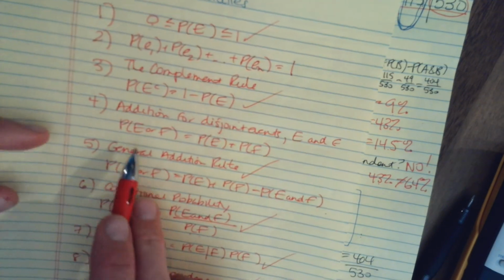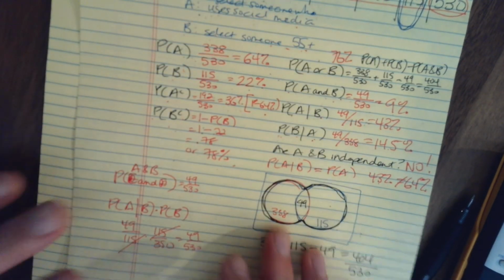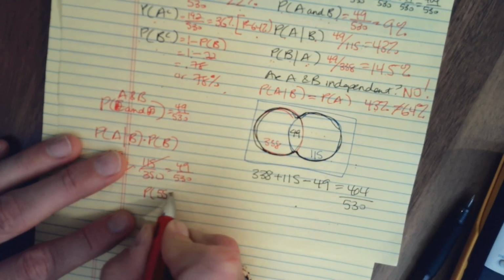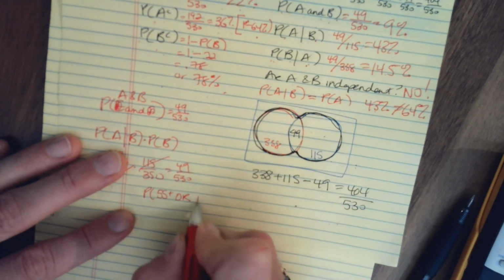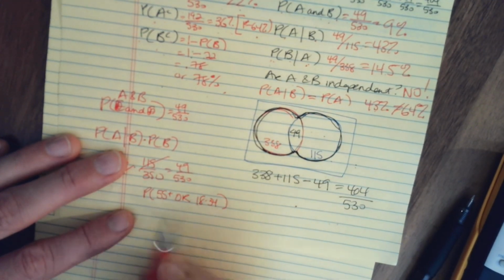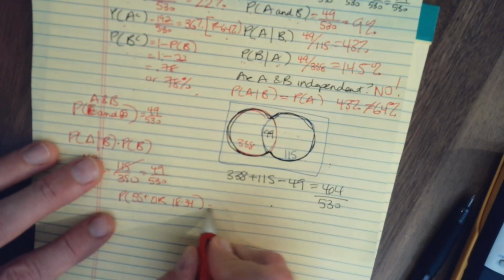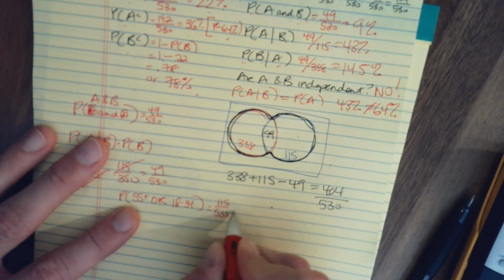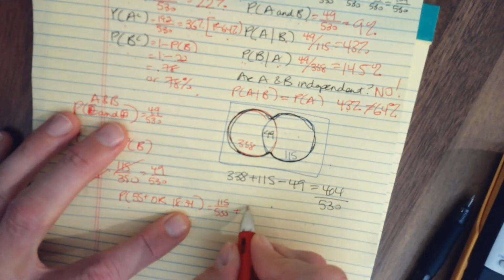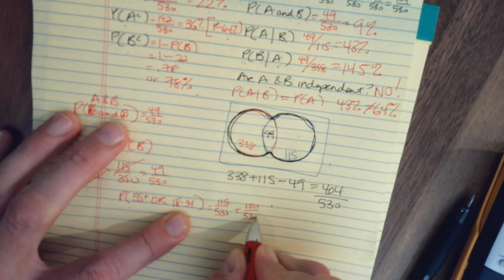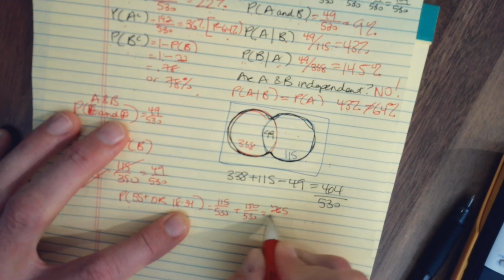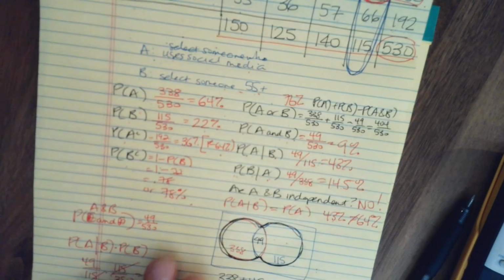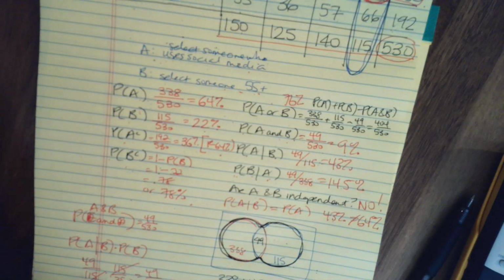If you wanted to illustrate the addition rule for disjoint events, we could say, what's the probability that you would pick somebody 55 plus or 18 to 34? Those are disjoint. Someone couldn't be in both of those. And so then we could just add: 55 plus was 115 out of 530, and 18 to 34 was 150 over 530. And so that would be 265 over 530. So that's the addition rule for disjoint events. All right, I hope that helps you understand the rules of probability. See you next time.